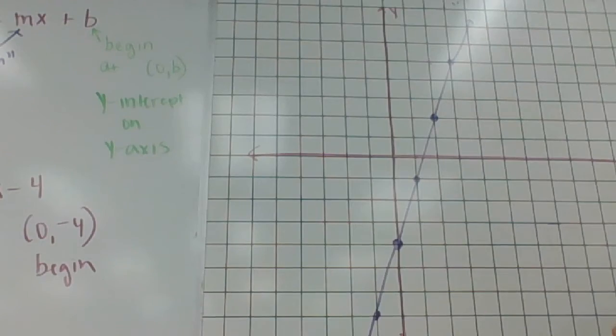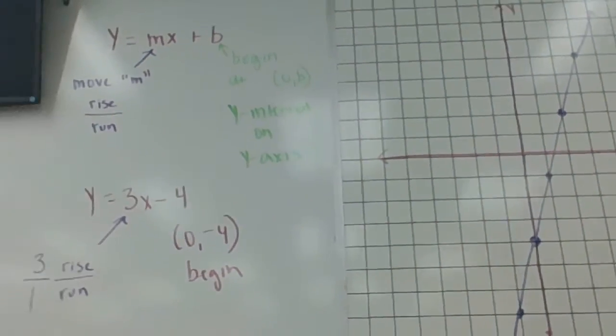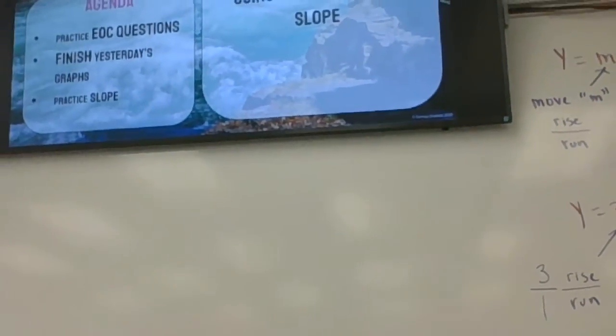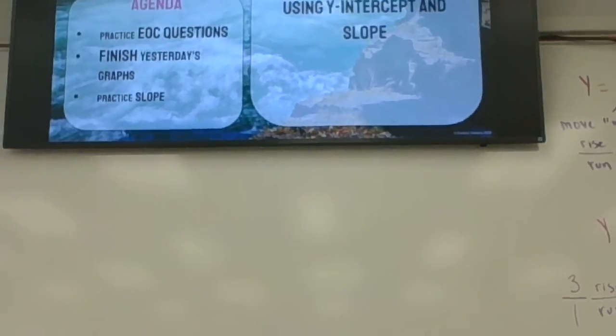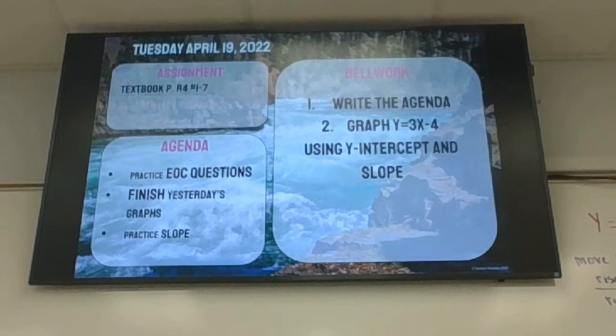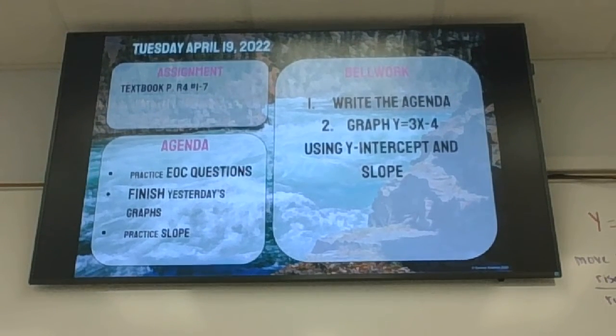So today's textbook work, our assignment at the end of class says textbook page capital R7. I'm sorry, capital R4. Those are pages in the back of the textbook. The capital R, I believe, stands for review, so it's like review pages at the end of the textbook. All right, before we look at yesterday's assignment, we have some EOC questions to do.